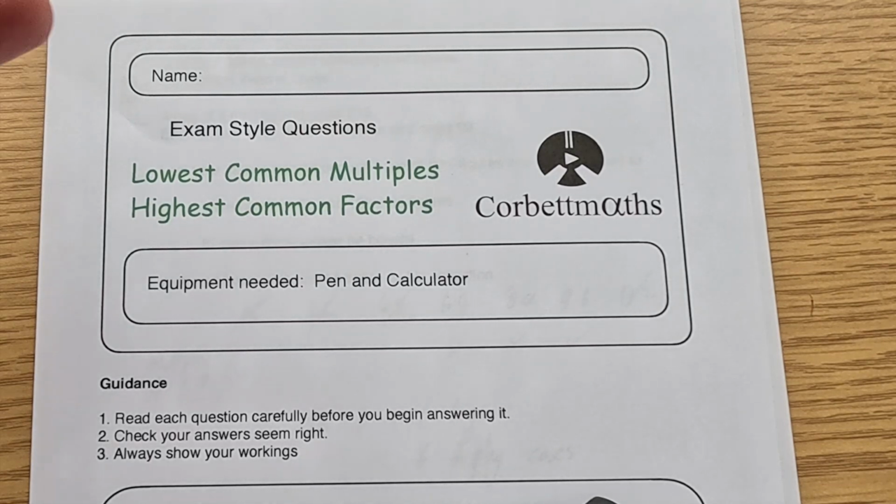If you found these sets of questions useful, particularly these ones, I would also recommend you look at a topic called the product of primes, and also how to find the lowest common multiple and the highest common factor by using the product of primes. And that's what I would probably look at next.